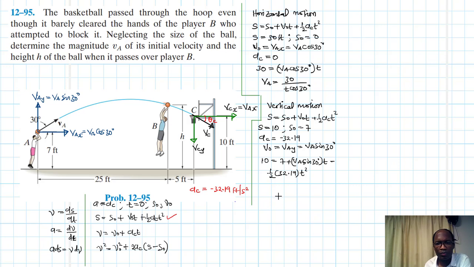What do we do? I'll replace this VA here. Feeding VA into there and writing this, we'll have 16.095 t squared equal to minus 3. We take the 10 to the other side.